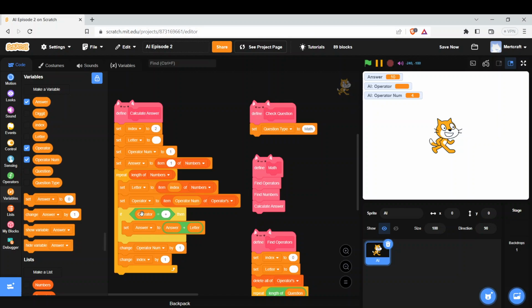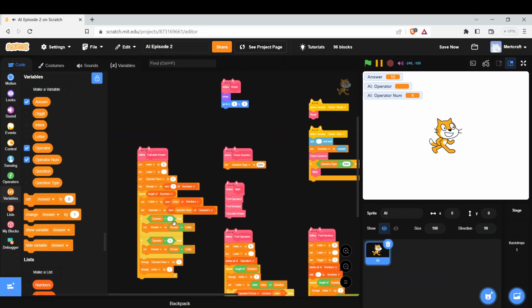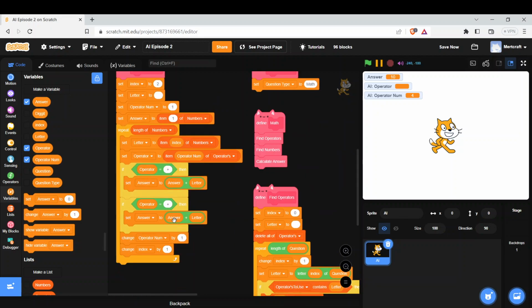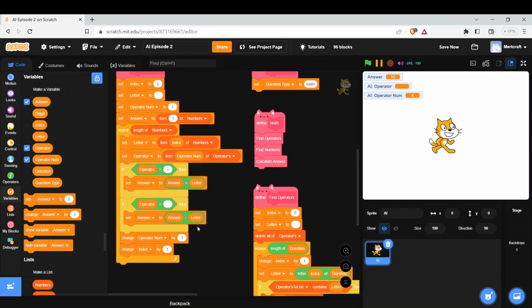But guys, don't worry, it didn't work because we haven't added minus yet. When we add a minus, it will work. So let's add, it's not called division, what's it called? I don't know. So subtraction. Okay, let's add subtraction, so minus. Change this to answer minus letter, and we get it.